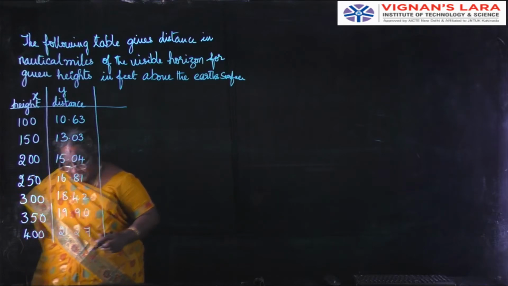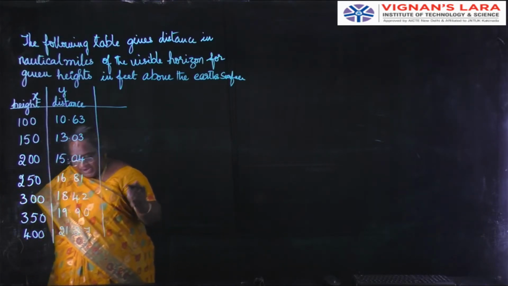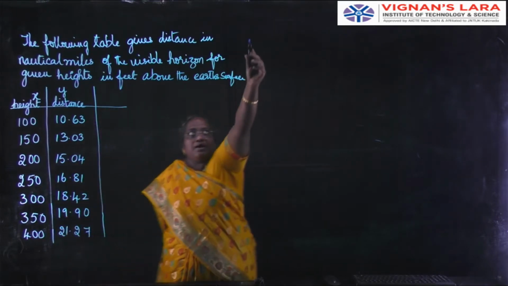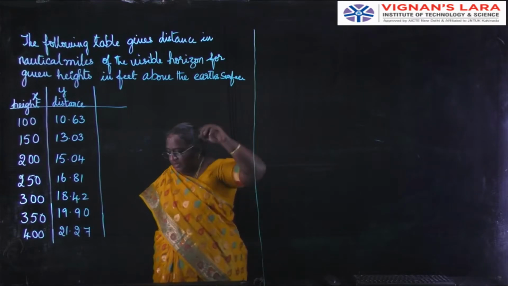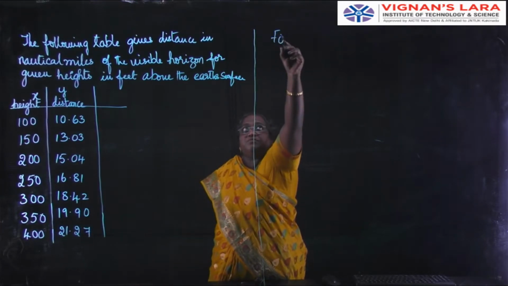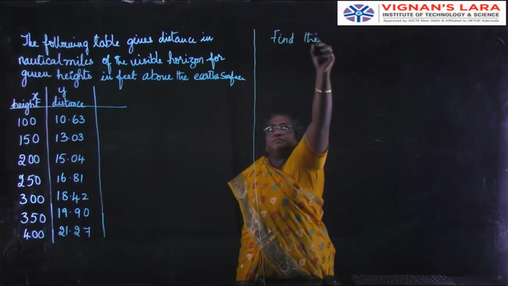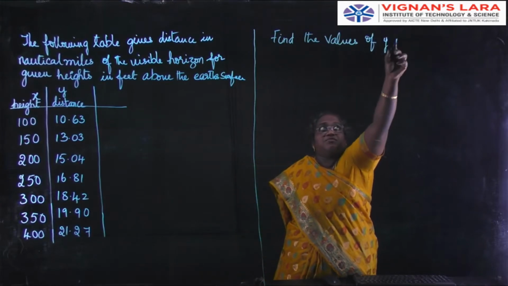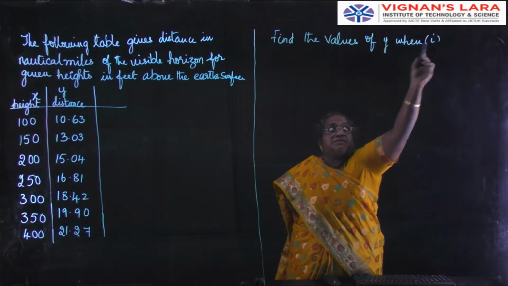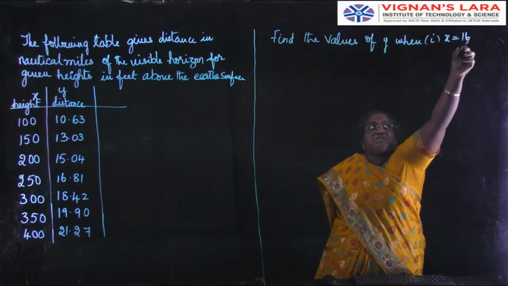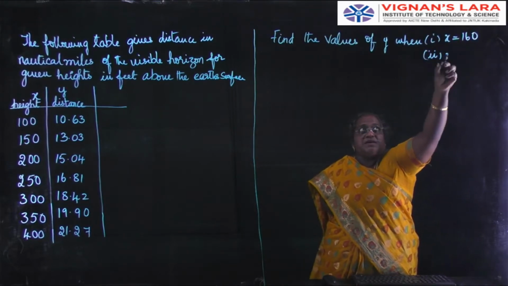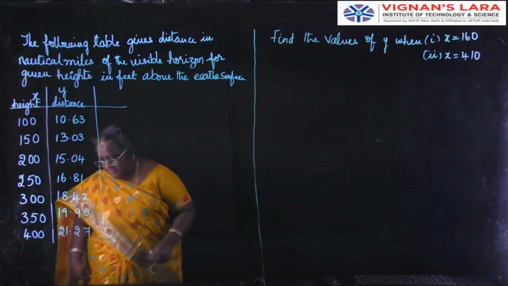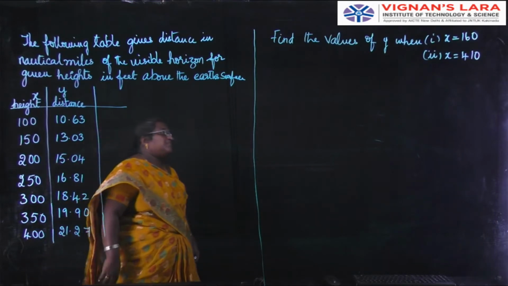So they asked us to calculate the values of y. So here our aim is to find, let us prepare the difference table there. Find the values of y in two cases. In the first case x is equal to 160 and in the second case x is equal to 410. So in those two cases we have to find the value of y.